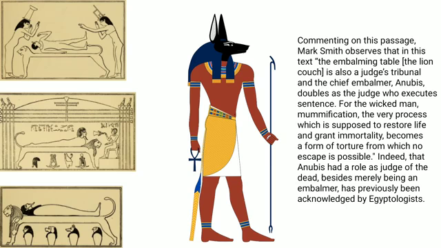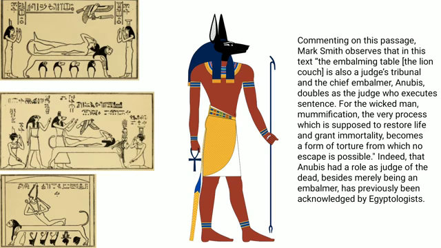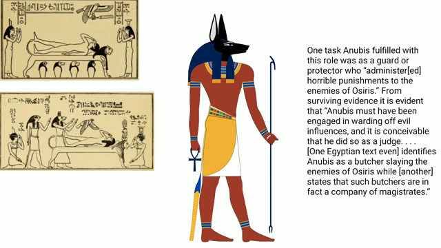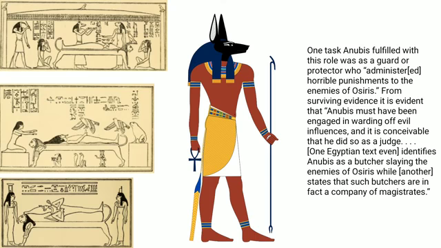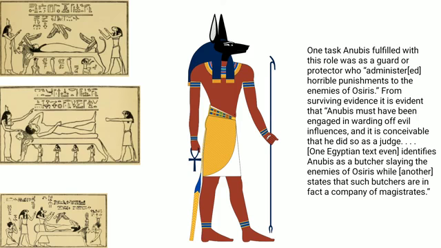Indeed, that Anubis had a role as judge of the dead, besides merely being an embalmer, has been previously acknowledged by Egyptologists. One task Anubis fulfilled with this role was as a guard or protector who administered horrible punishments to the enemies of Osiris. From surviving evidence, it is evident that Anubis must have been engaged in the warding off of evil influences, and it is conceivable that he did so as a judge. One Egyptian text even identifies Anubis as a butcher slaying the enemies of Osiris, while another states that such butchers are in fact a company of magistrates.